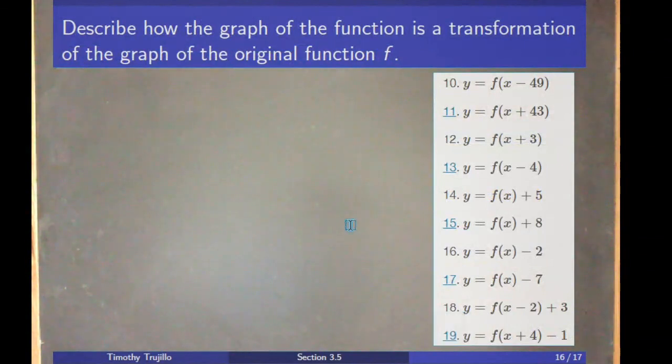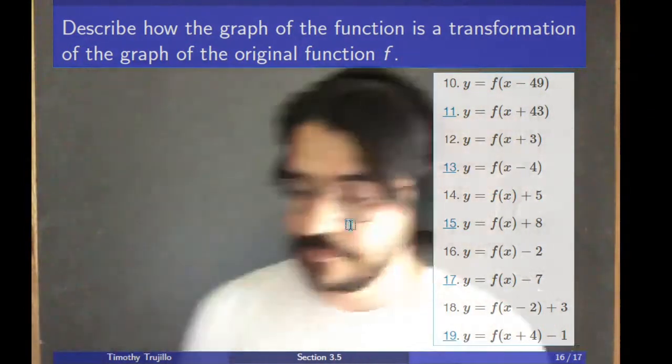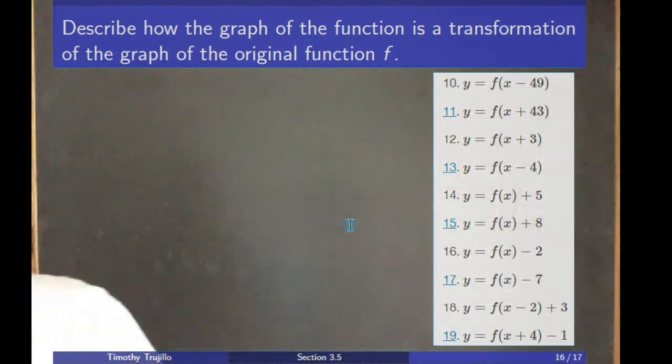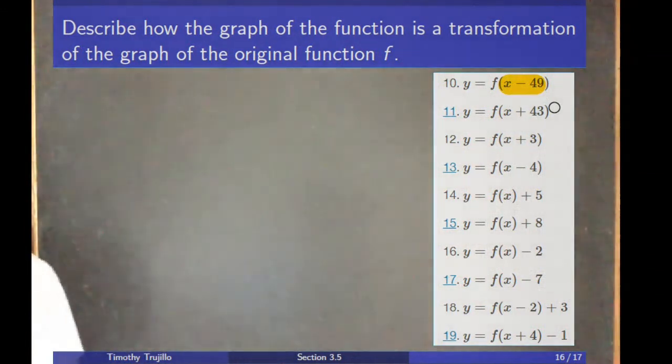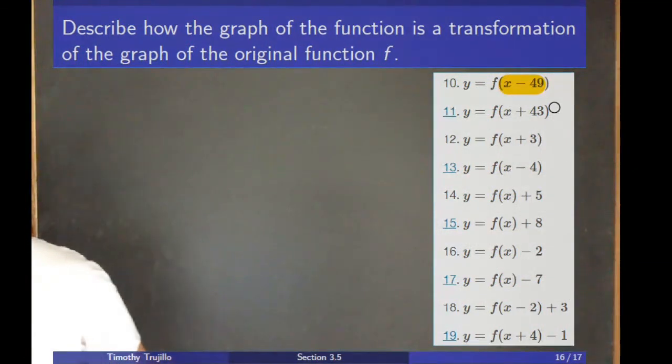Here we're going to describe how the graph of the function will be transformed. And we don't even need the function itself. So let's go through and do that here. So here we got x minus 49. Is this up or down, left or right, and by how much? And we'll just go through the chat, and once people put it in, then I'll tell you what's the right answer.